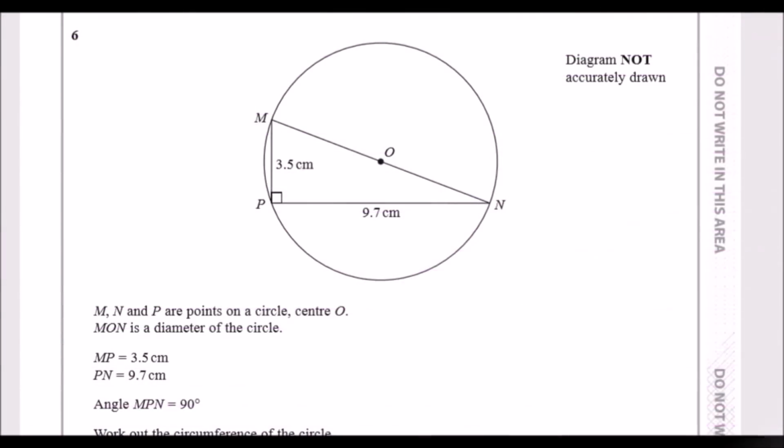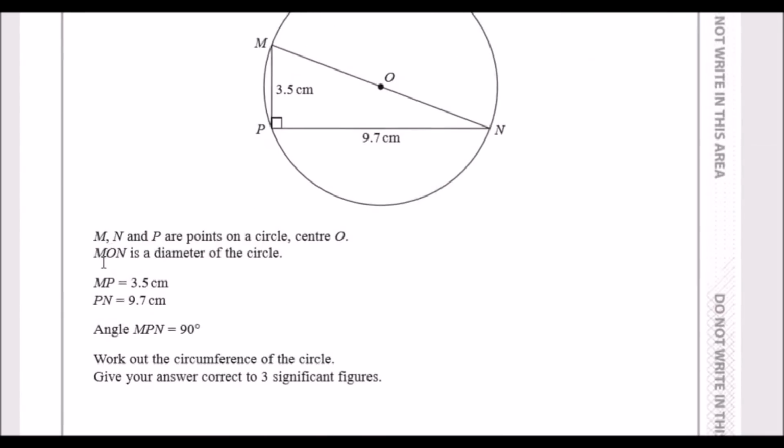Okay, number 6. What do we have? So it says here that M, N, and P are points on the circle. So we've got M, N, and P with center O. And you can clearly see that we have a diameter here from M straight to N, cutting through the center. And we've got radius from M to O or O to N. And it says here that angle MPN is a right angle. So this is a right angle, meaning if we had to find some lengths, we could use Pythagoras' Theorem to find the long side, the hypotenuse.